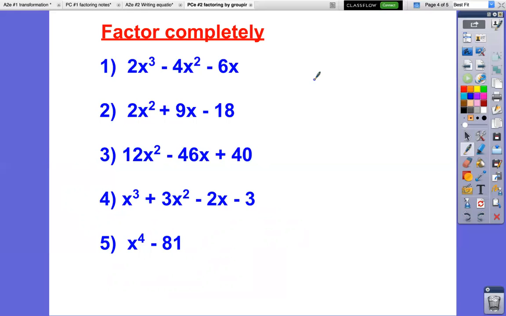The first rule to factoring is GCF first. So on number 1, my first step is to pull out my greatest common factor. I'll change colors here in just a minute. So I pulled out the GCF. Now I look to factor completely.